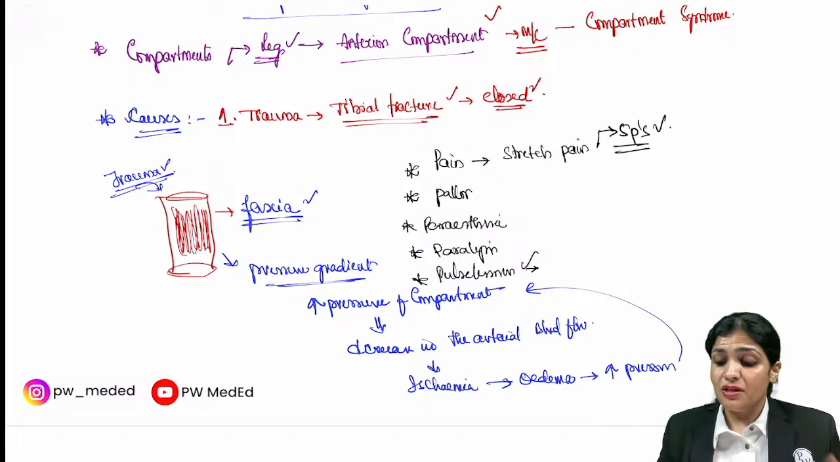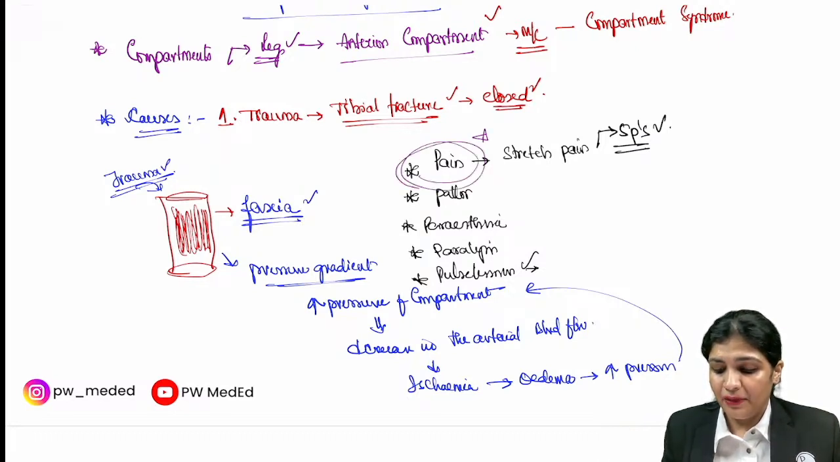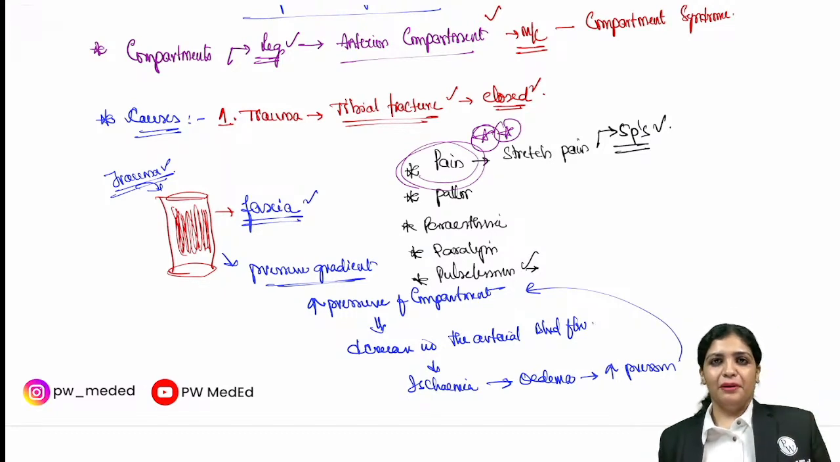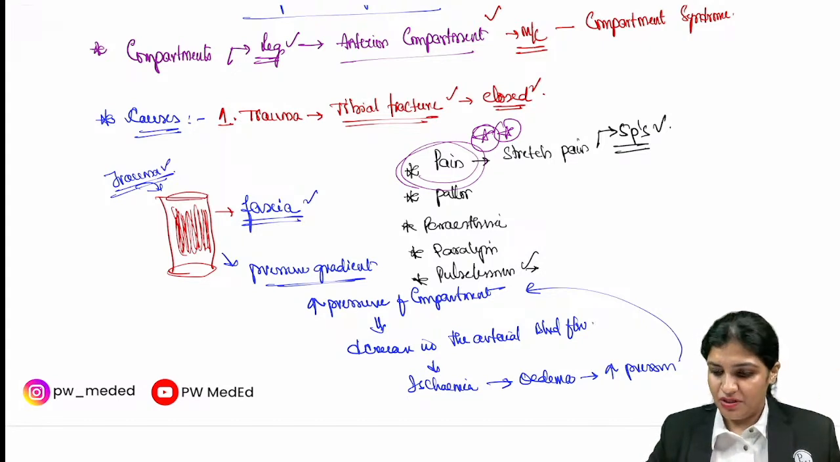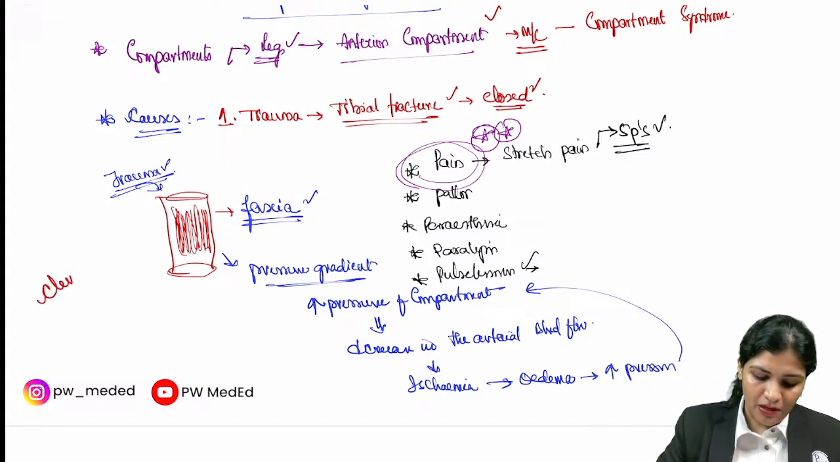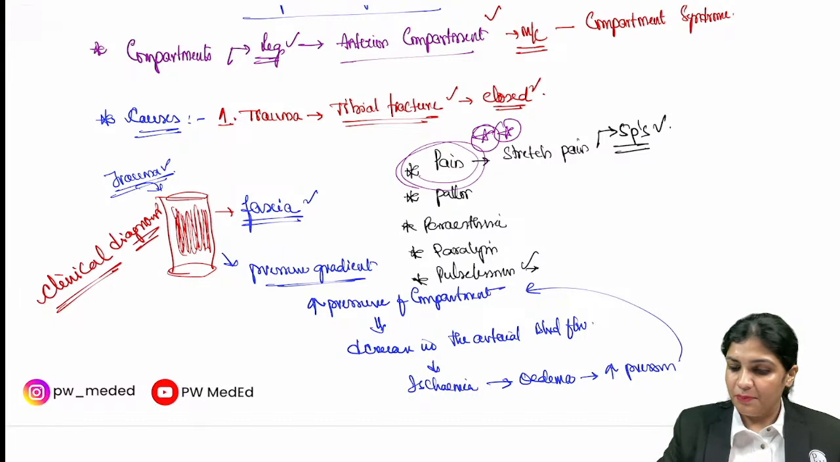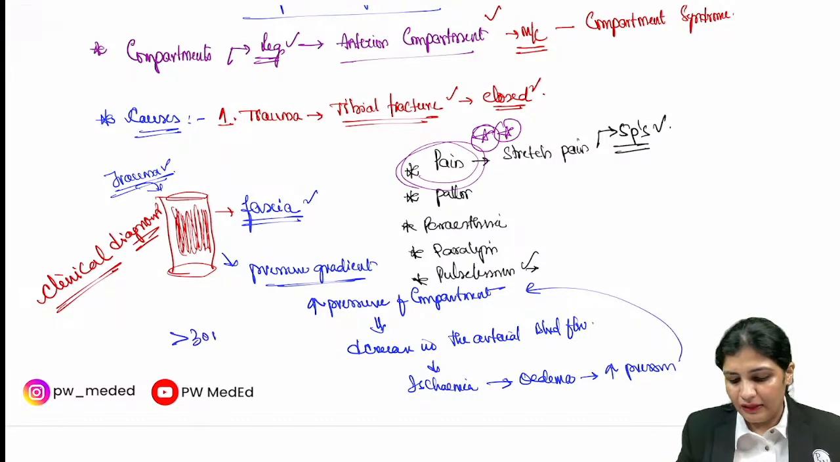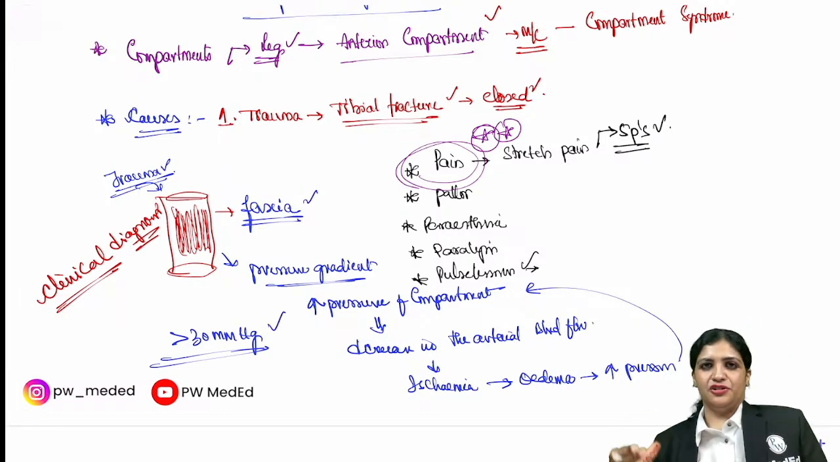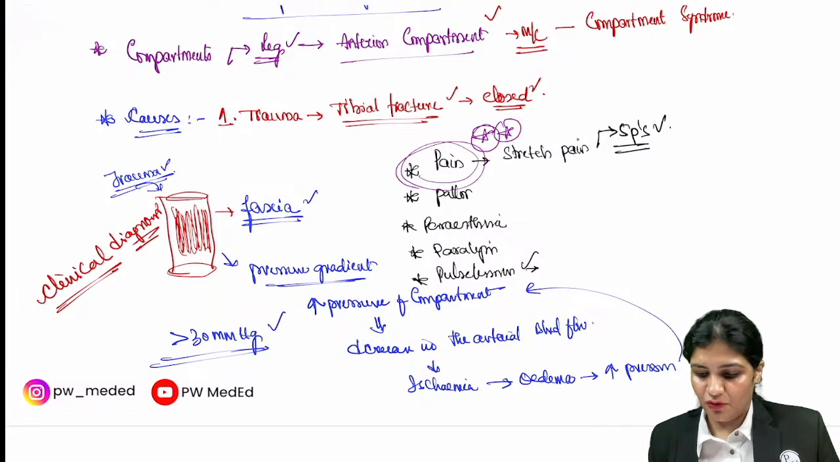But what is the most important for us here? The most important thing is your pain. So pain is the one which is most important, and always remember that compartment syndrome is a clinical diagnosis. So there are no tests which are very classical for this, but this is mainly the clinical diagnosis which you have to do. And what is that pressure? The pressure will be more than 30 mmHg. If the pressure is more than 30 mmHg, you confirm this as compartment syndrome, right?